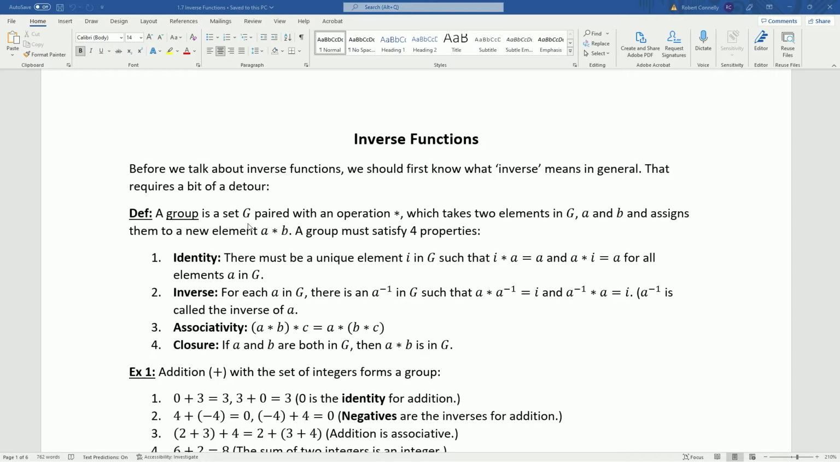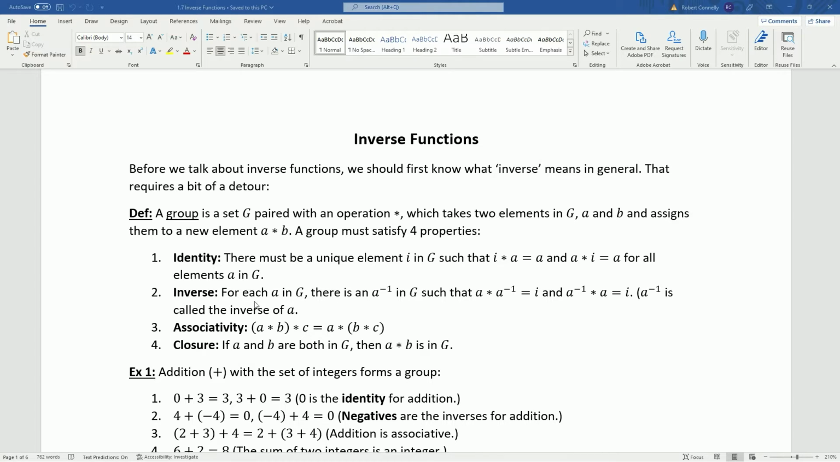This is a set G paired with an operation, which we're going to call star here, which takes two elements in G, A and B, and assigns them to a new element, A star B. A group must satisfy four properties. 1, there must be an identity element, I, in G, such that when you operate I with any other element, so I star A, you always get A, or A star I still gives you A, regardless of what order you operate them in, for all elements A in G.